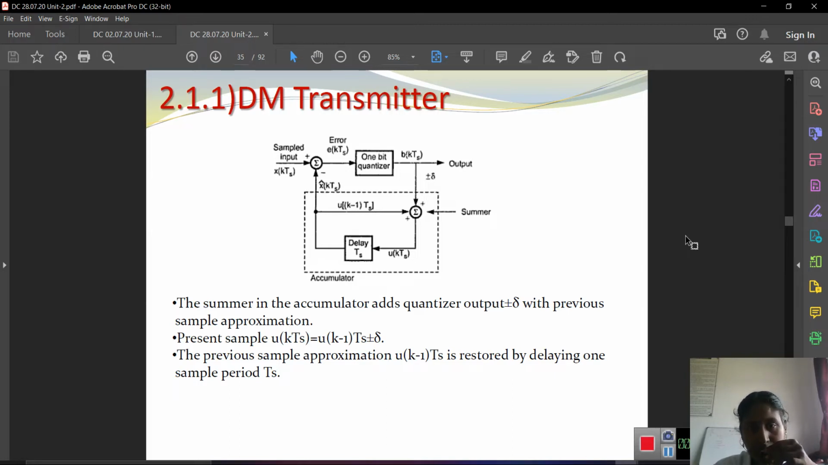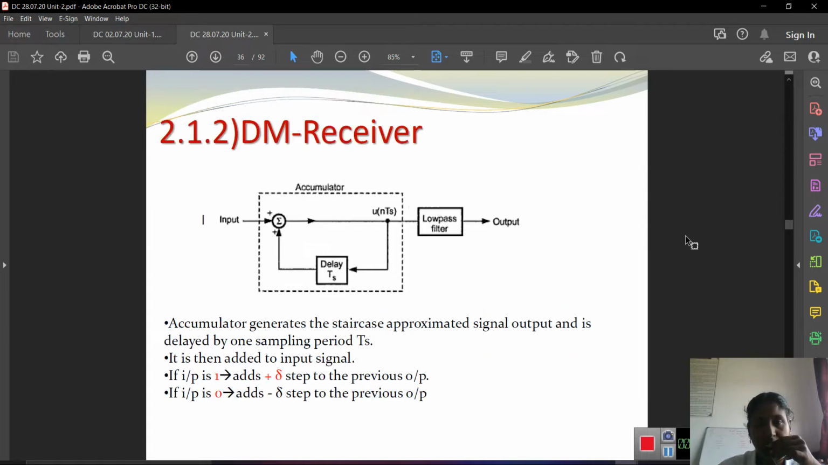Here see the block diagram: the sample input is available, then the error signal e(kTs). The input signal goes to the 1 bit quantizer, which is directly moved to the delay section, that is u(kTs). It is considered as a delay u((k-1)Ts), then we get the output as x̂(kTs). Finally we calculate the difference between the original signal and the output signal, x(kTs) minus x̂(kTs), so finally we get e(kTs). This is the original DM transmitter section.